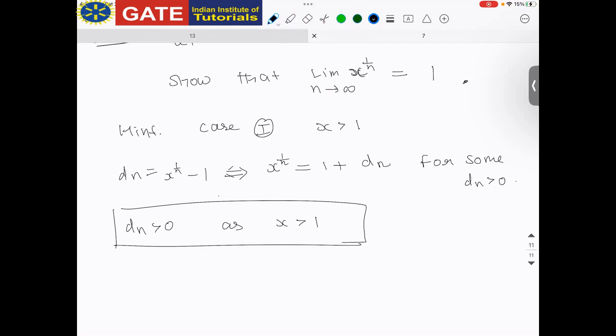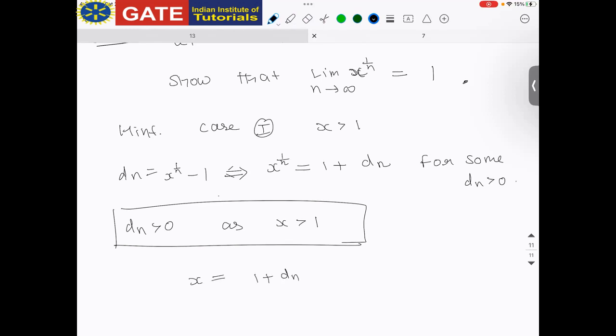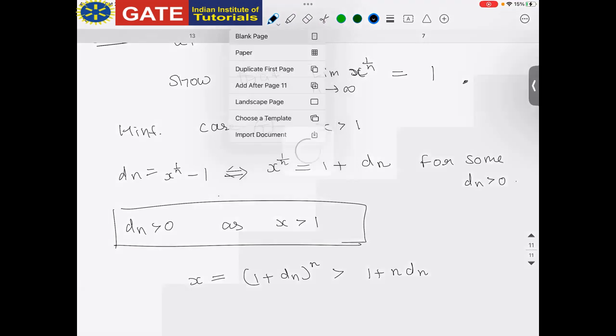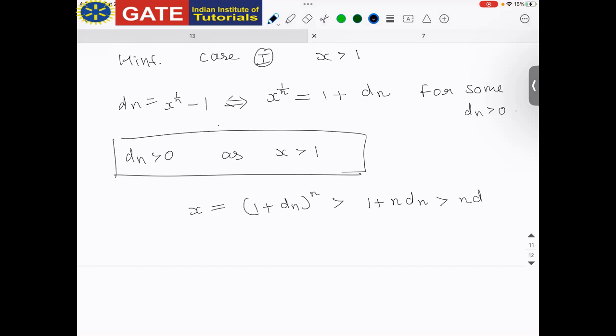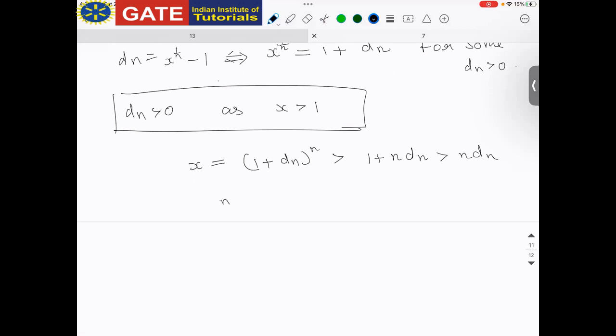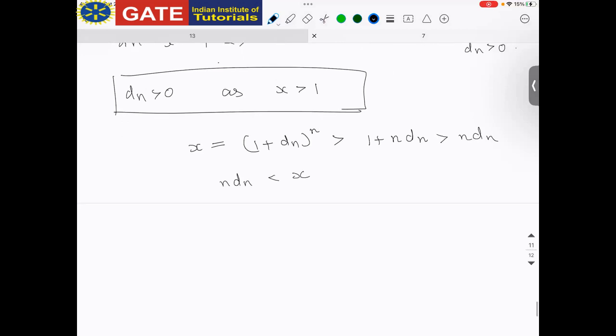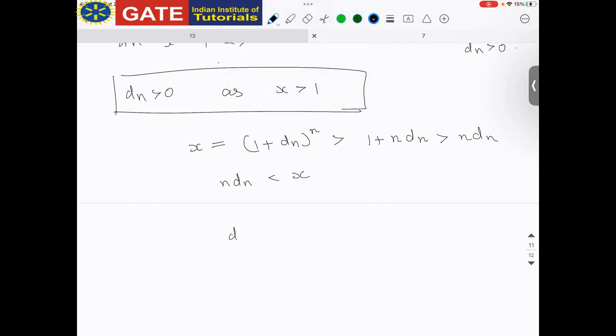So x would be equal to (1 plus dn) to the power n, right? Yes. So x is equal to (1 plus dn) raised to the power n. Now use Bernoulli inequality. This is greater than 1 plus n times dn, because dn is greater than 0. Now this is greater than n times dn, right? Because we are adding 1 in there. Now that means n times dn is lesser than x. So dn is lesser than x by n and greater than 0.